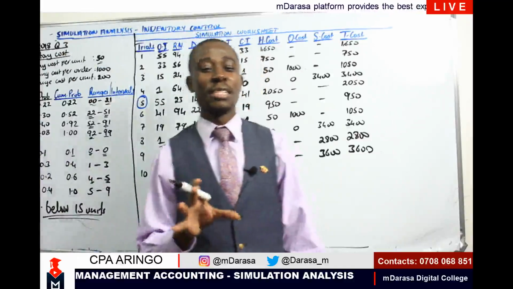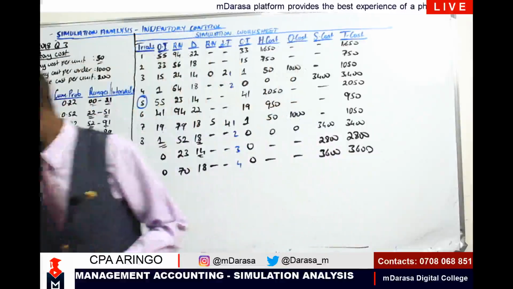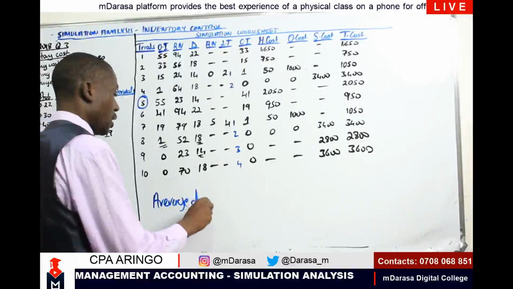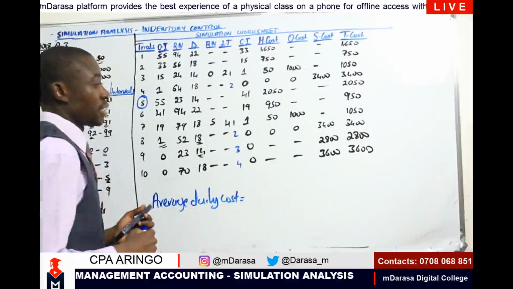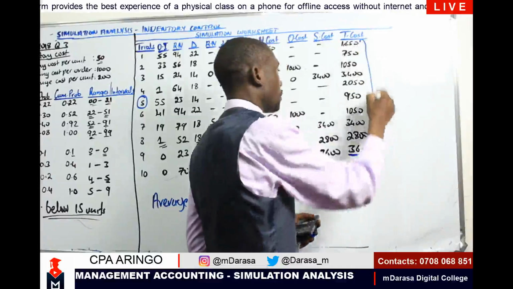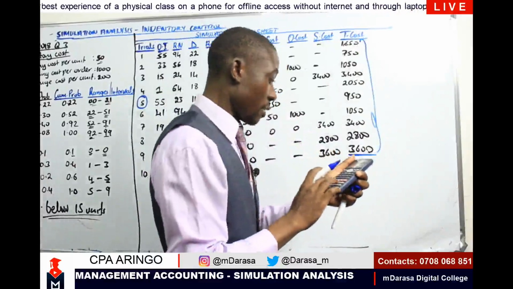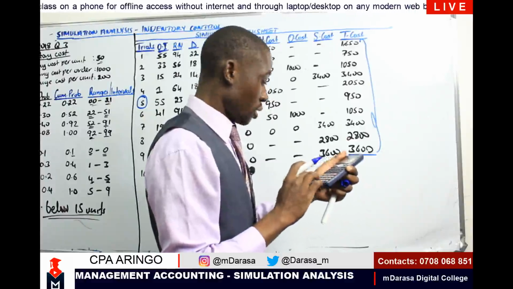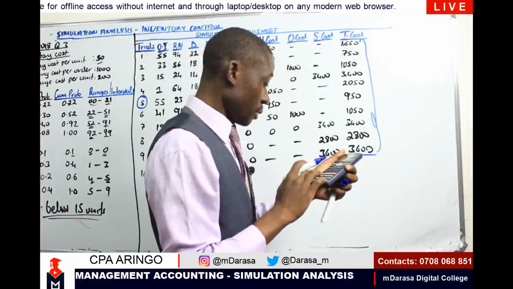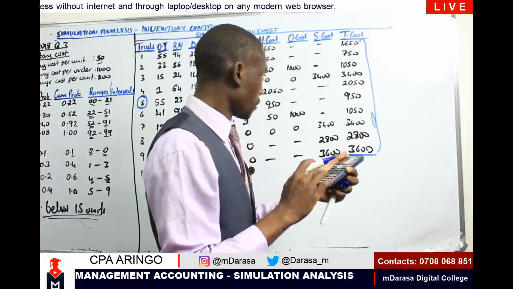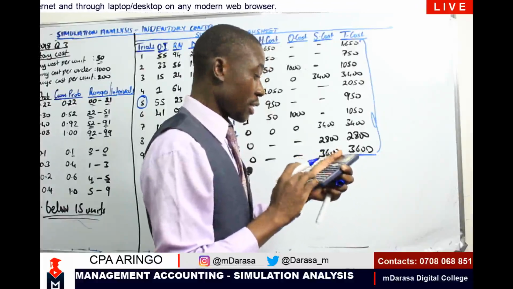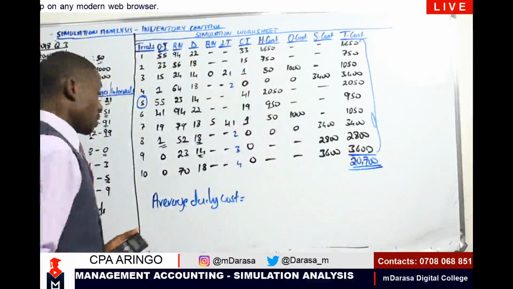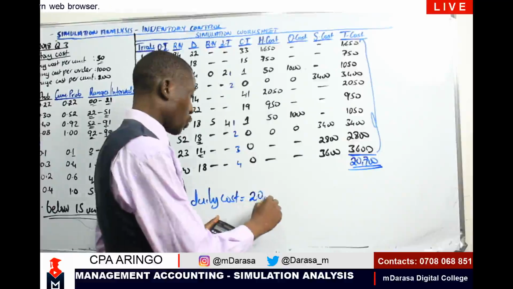Then recall, on the same question you were asked to give the average daily cost. Looking at our average daily cost, we need to determine our total cost here. If we sum up our total cost, we should be having 750, 1050, 3400, 2050, 950, 1050, 3400, 2800, and 3600. Summing up all gives me 20,700.